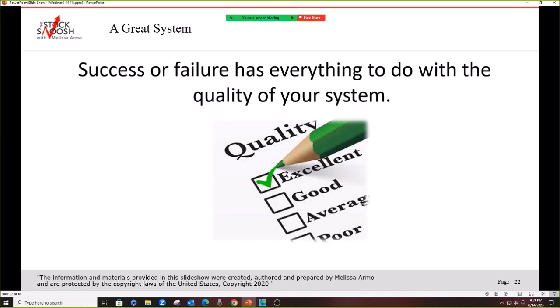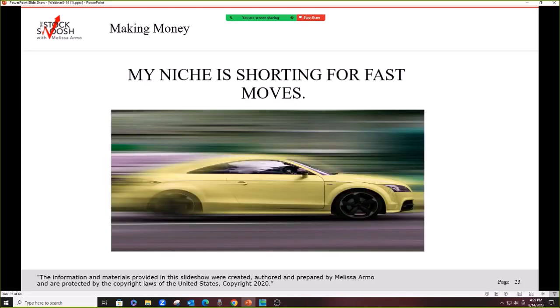But success or failure has everything to do with the quality of your system. Again, why do people take trades in the wrong direction? Because they don't have a system. So then you need a system, but you still need a good system, and you still need a system that has more winners than losers.